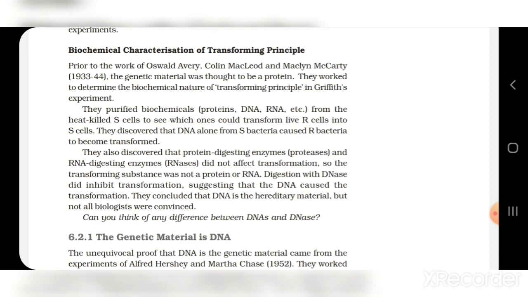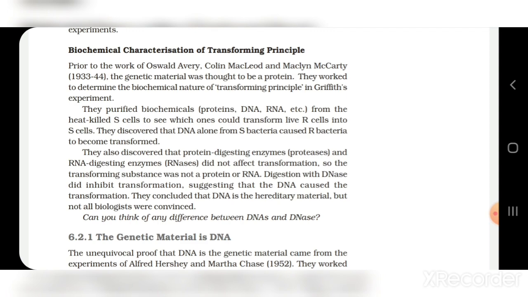So, in the first two experiments of Avery, where the mice died due to pneumonia, the DNA of the heat-killed cells was intact, so it transformed the live R cells into the S type. But in the third one, where he applied DNase, the DNase denatured the DNA present in the S strain. So the DNA couldn't transform the live R strain, and the coat was not produced. So the mice couldn't develop the polysaccharide coating, and the mice survived.